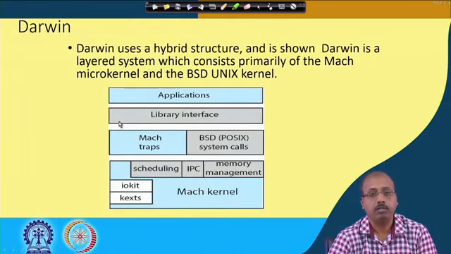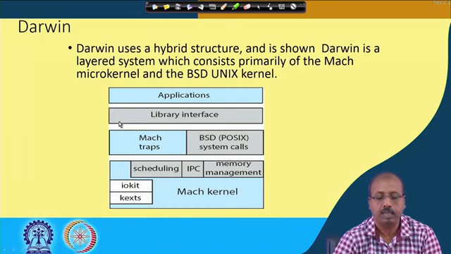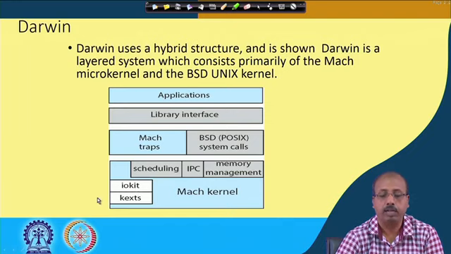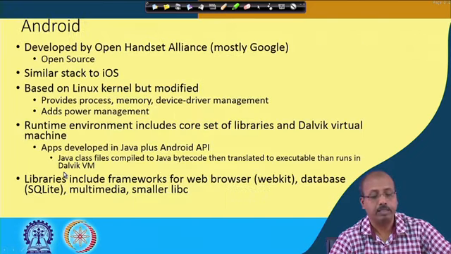Then Darwin. Darwin is a hybrid structure for the kernel part, a layered system which consists primarily of the Mach microkernel and the BSD Unix kernel. So, this is the Mach kernel. On top of that we have scheduling, IPC and memory management units. We have Mach traps and BSD system calls, then library interface and applications. Apart from that, there are some small modules in the Mach kernel, the I/O Kit and KEXTs. These are for IO handling and processing. So, this is a very simple system, and again a hybrid system.